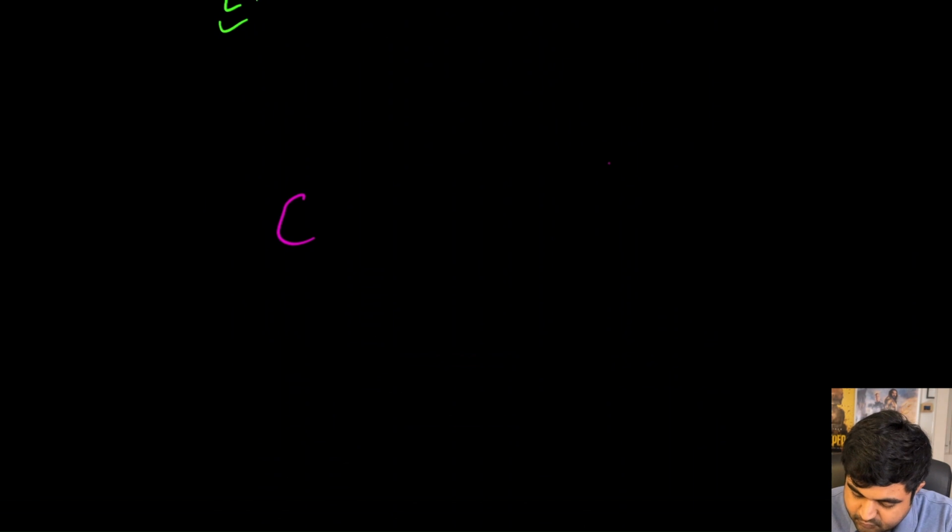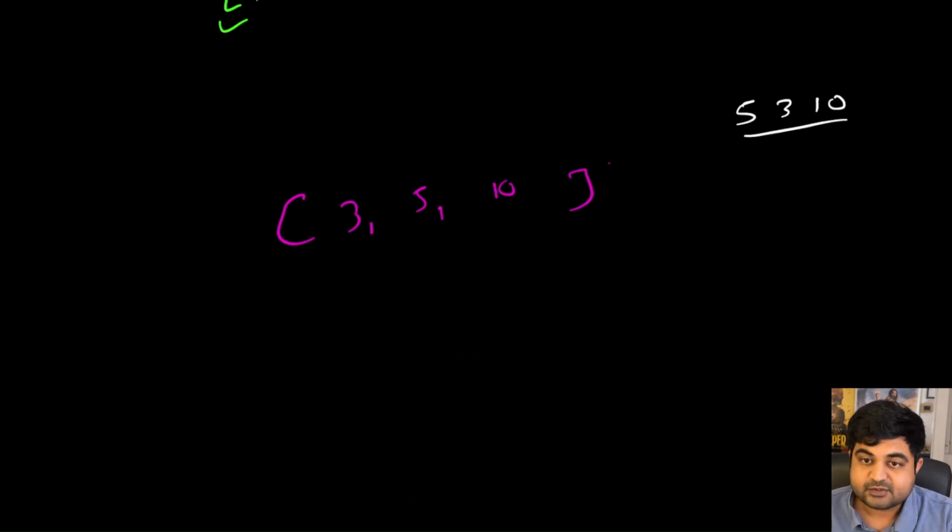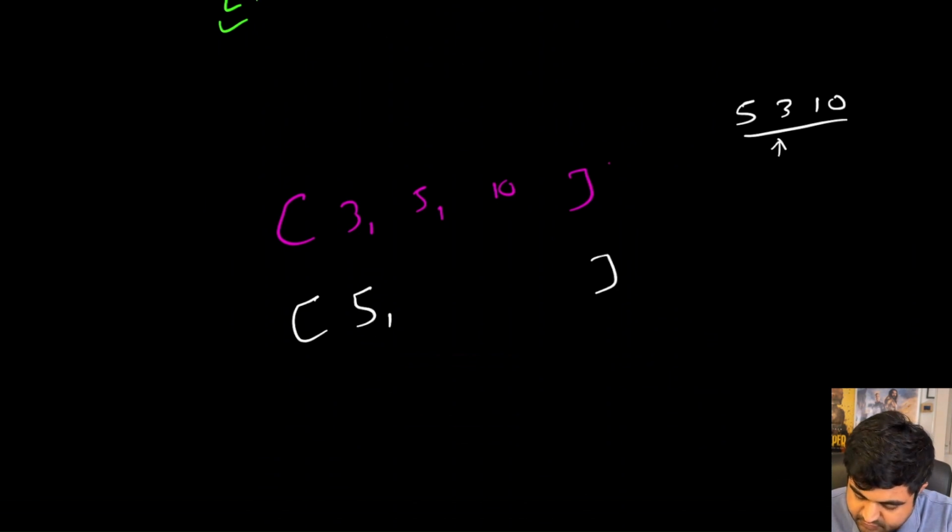Okay, let's just go back to our example of values 3, 5 and 10. Now in this case, we know that the answer is going to be 5310, and this has to be the largest number. But how can we come up with this largest number? And if we have to make this number, what should the sorted array look like? The sorted array should be such that the very first value is number 5, next value is number 3, and the last value has to be number 10.